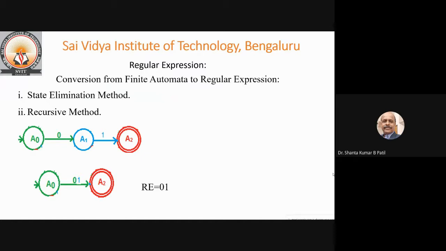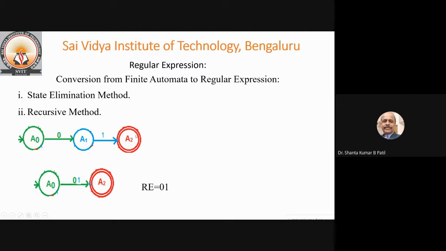Today I am going to discuss the conversion from finite automata to regular expression. There are two methods. One is the state elimination method and the other is a recursive method. We will discuss them one by one. First one, the state elimination method.